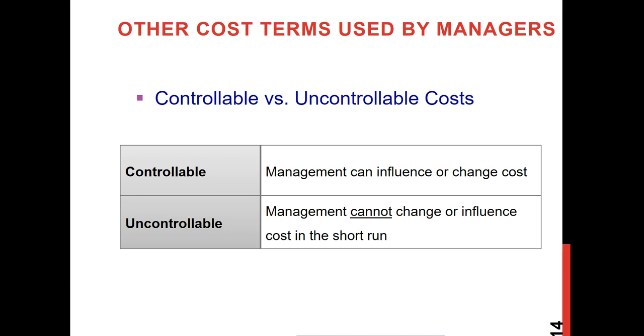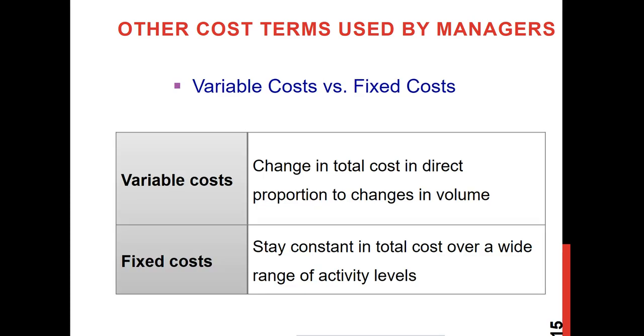You can also classify some costs as controllable and uncontrollable costs. Controllable, you can easily control those. Uncontrollable cost, you cannot control those. Management, for example, like the tax rate or some other cost they cannot control.